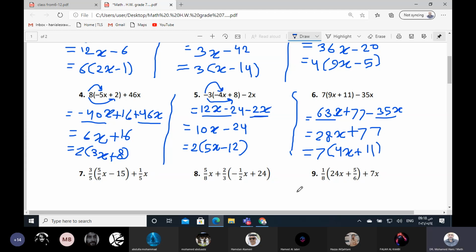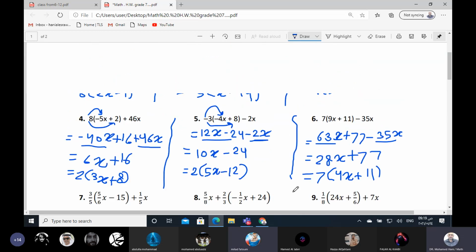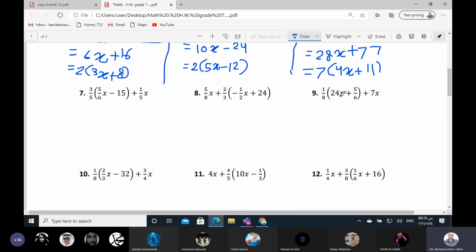Okay? Mr., why did you repeat the question another time? Because the question here says, after you simplify, write your answer in factored form. Write your answer in factored form. And this is the factored form. Okay?